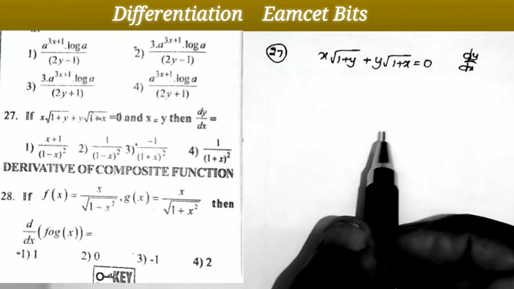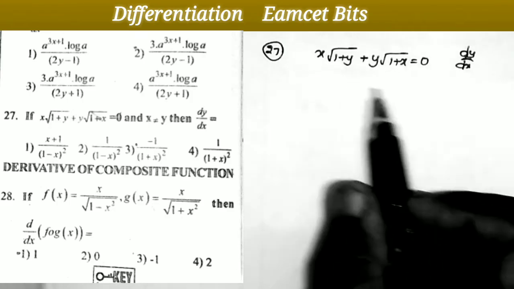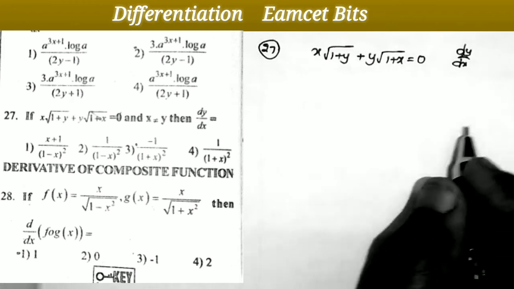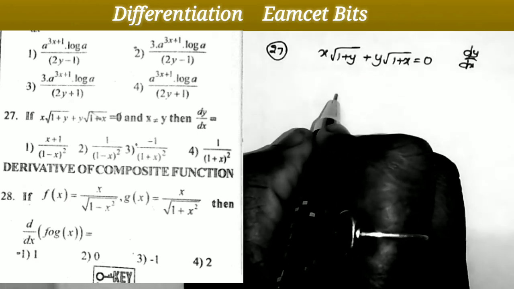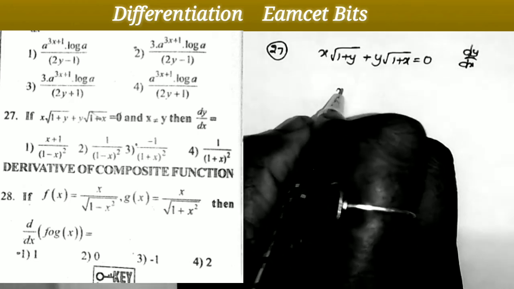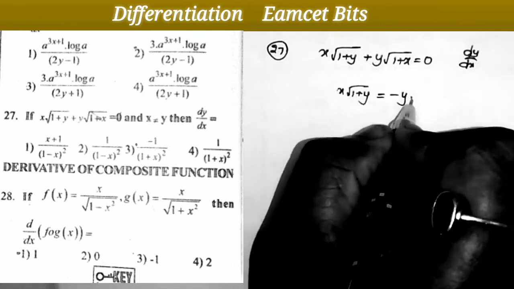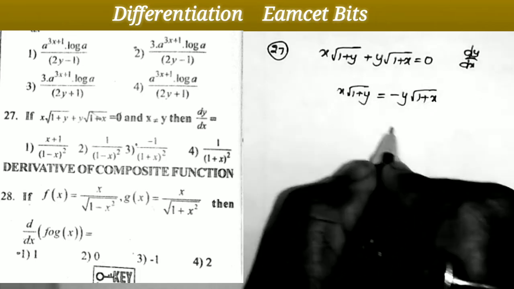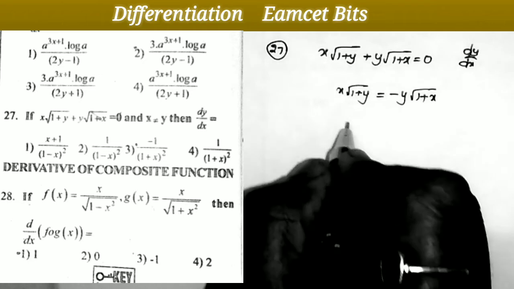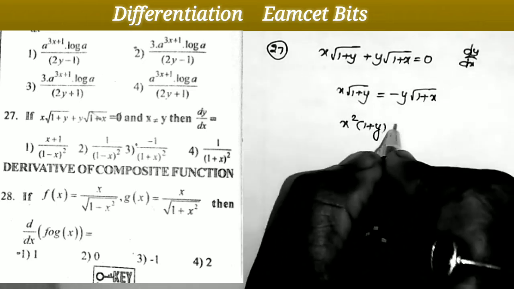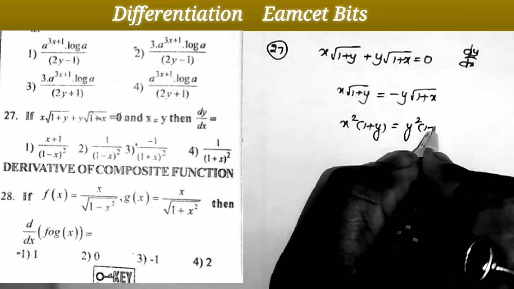Next question, sum number 27: x into root (1 plus y) plus y into root (1 plus x) is equal to 0. Then what is dy by dx value? We want the value of dy by dx. So first I take the given equation and do the simplification of this equation. That is x into root (1 plus y) is equal to minus y into root (1 plus x). Now squaring on both sides, we get x square into (1 plus y) is equal to y square into (1 plus x).